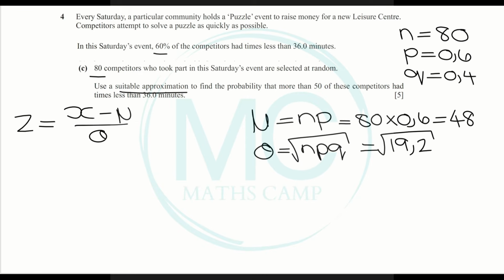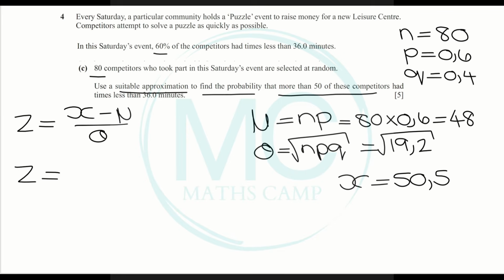We still need our value for X. And the question tells us we need to find the probability that more than 50 competitors. So X is 50. But please be careful here. We are using an approximation. If you need to find the probability that more than a value, we add 0,5 to X, which means in this case, X is 50,5.